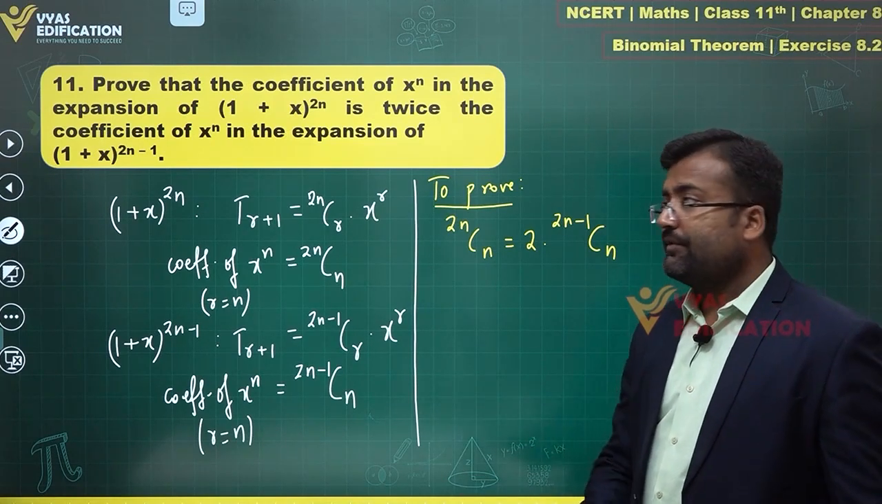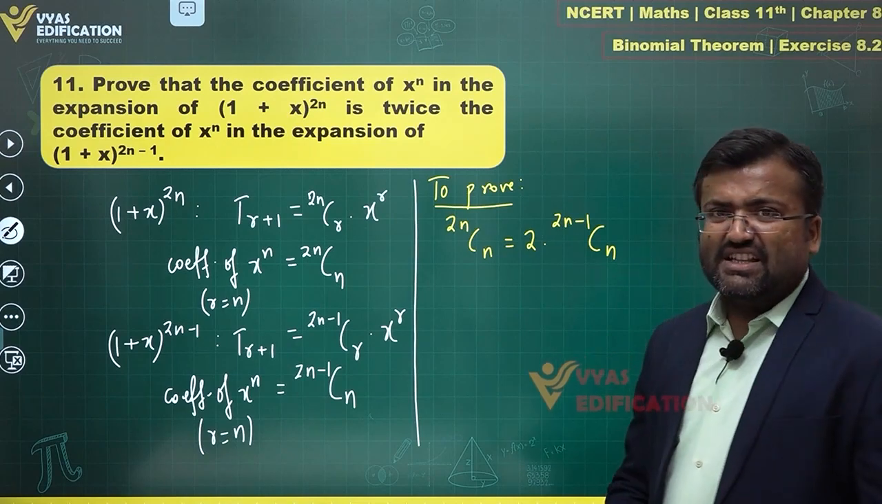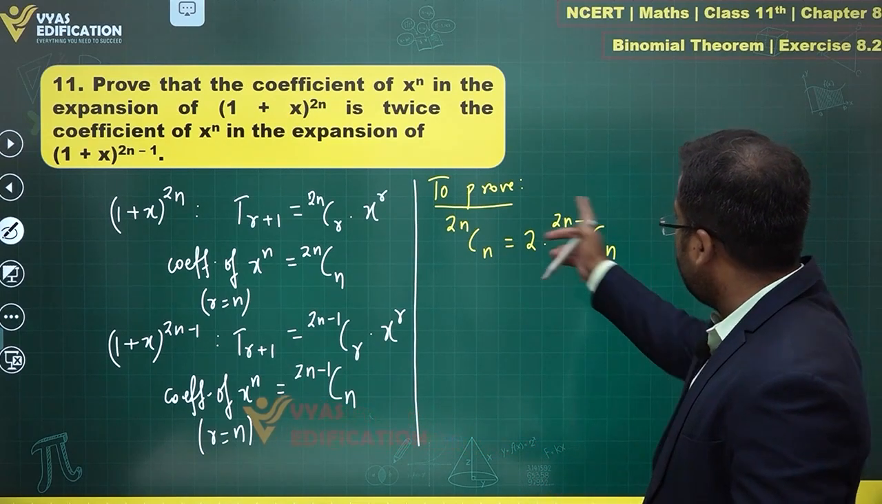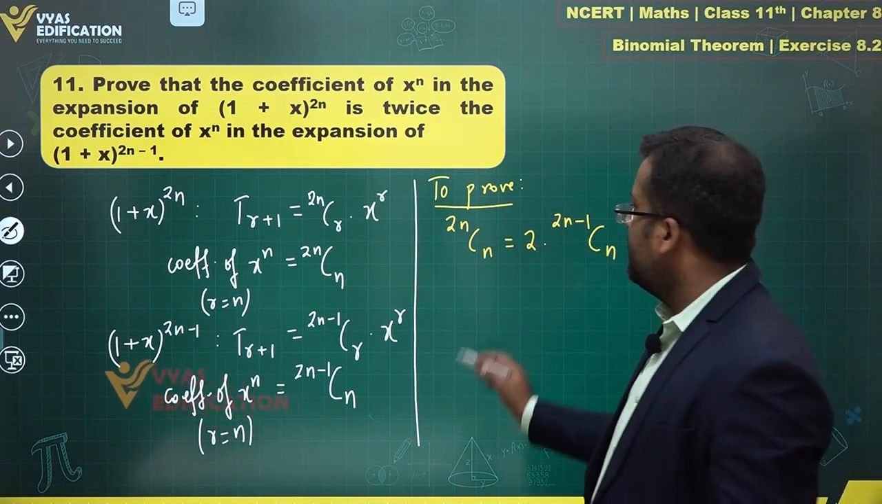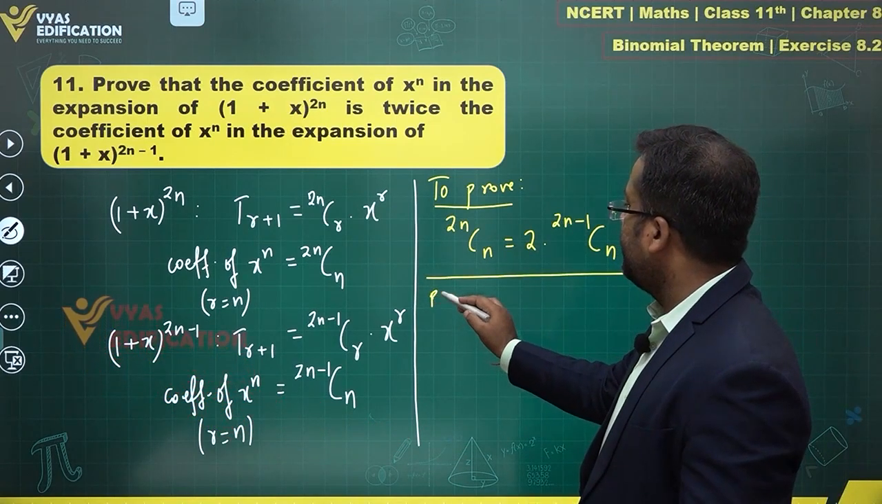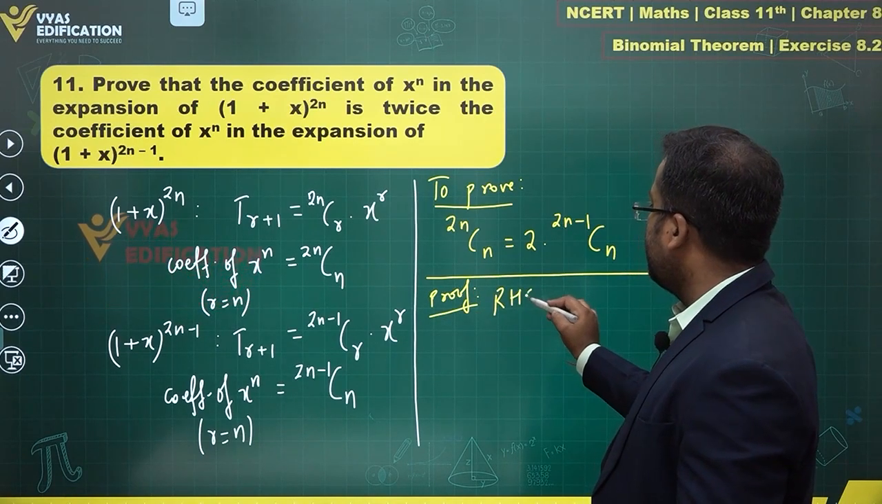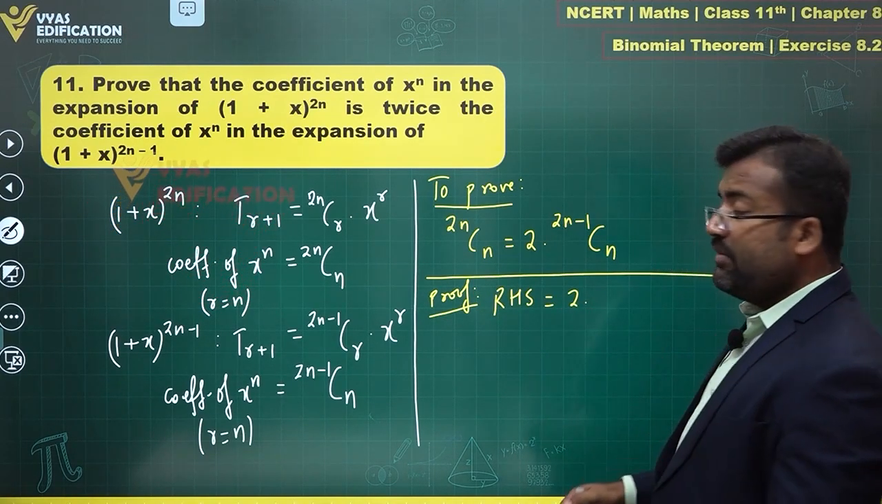Let's take a look at this question. So, can we begin with the LHS or should we begin with the RHS? We can begin anywhere. This is a complicated version, right? Let's begin with this one. So, proof. RHS is equal to 2 times 2n minus 1 Cn.